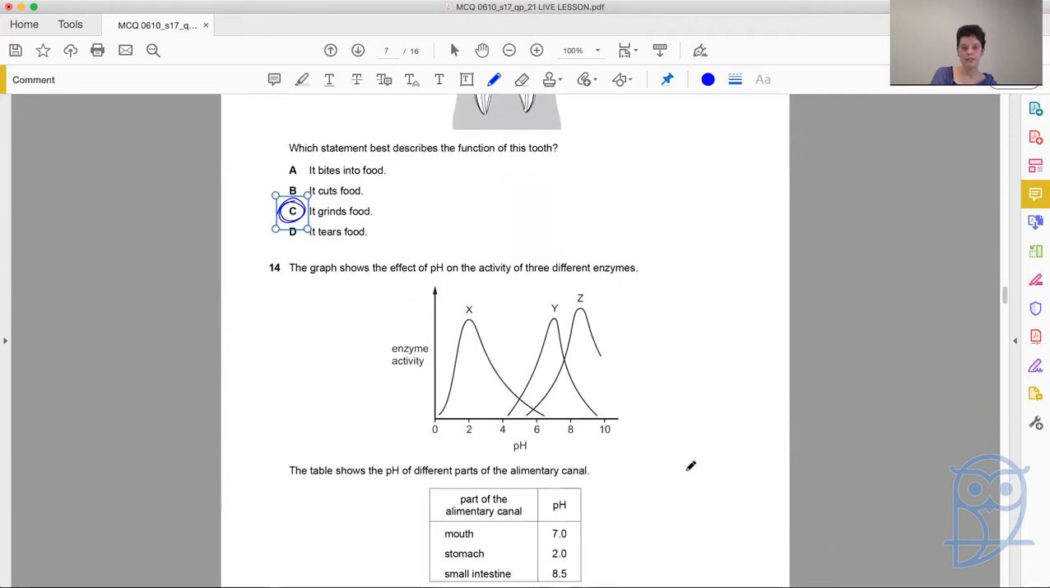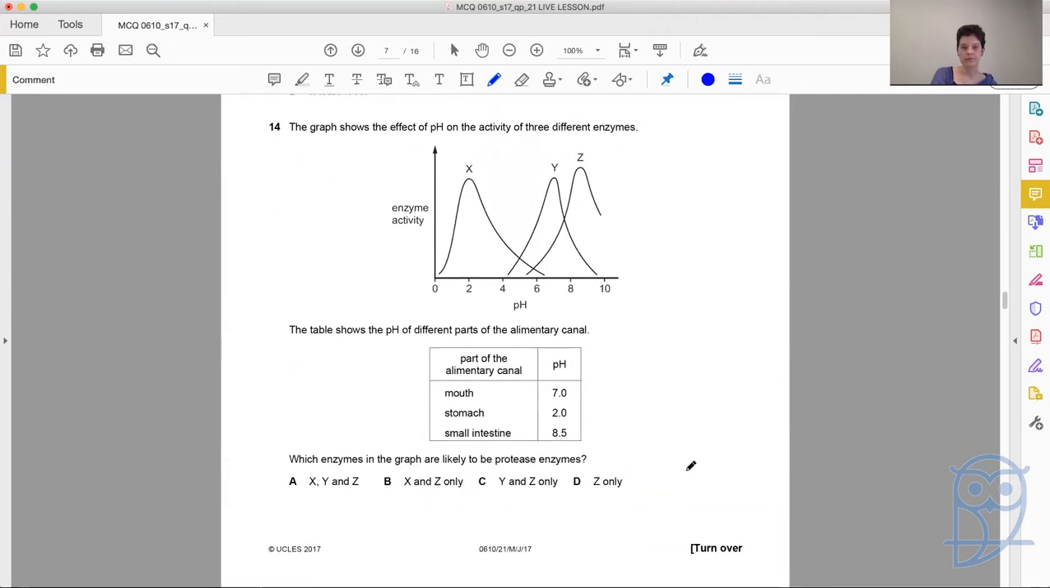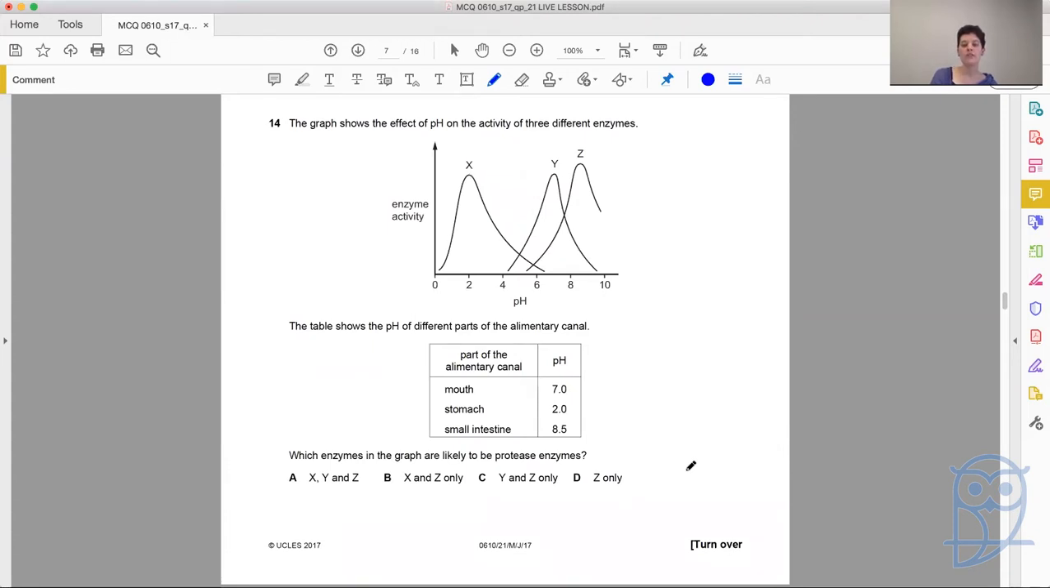Question 14. The graph shows the effect of pH on the activity of 3 different enzymes. So we have enzyme activity against pH, going from very acidic. There's our 7 of our neutral, going up to basic. So enzyme X, enzyme Y, and enzyme Z. And you can see each of them have a different optimum pH, and that is going to relate to what they do and where they are.